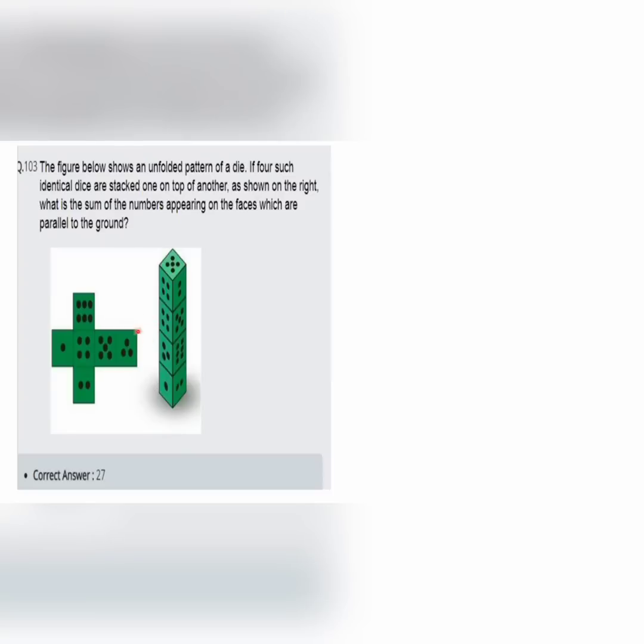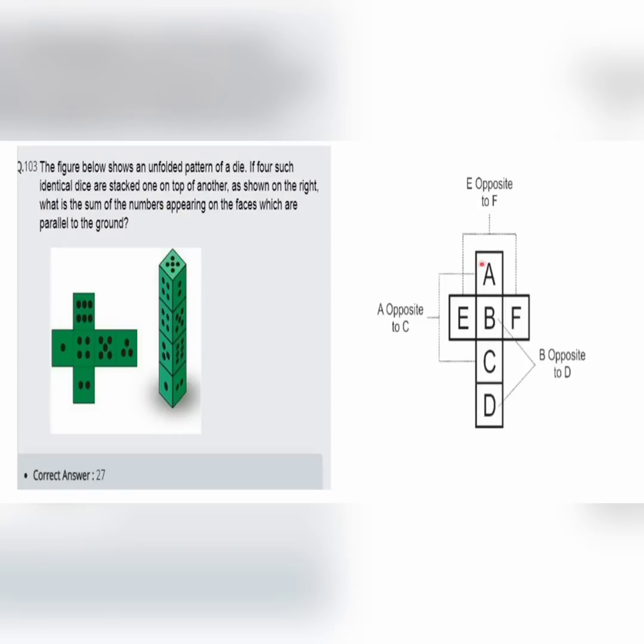It is indirectly asked, but we have a general method, and that method is that the alternate shapes will be opposite to each other. So this 1 dot will be opposite to this 5 dots. Then 4 dots will be opposite to this 3 dots. Then 2 dots will be opposite to this 6 dots.